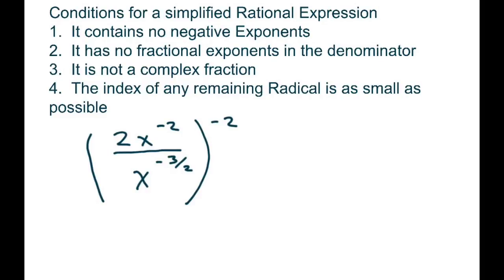Going to simplify rational expressions. We have 4 conditions. It contains no negative exponents, like this first one we're going to do has negative exponents. We have no rational exponents in the denominator. For example, this one does.